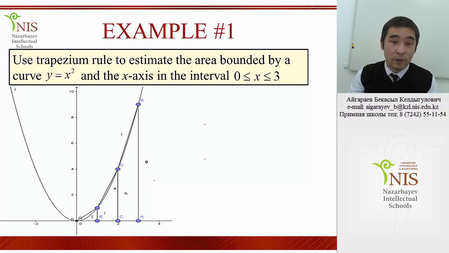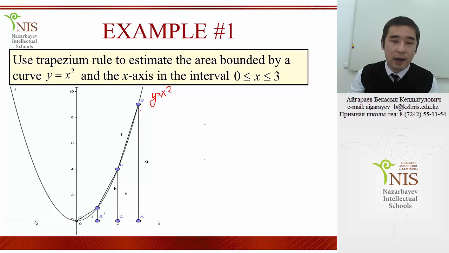And let's solve an example. Use trapezium rule to estimate the area bounded by a curve y is equal to x squared and the x-axis in the interval 0 to 3. This is my function, it's parabolic, and the function is y is equal to x squared.